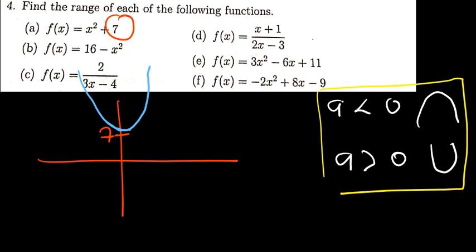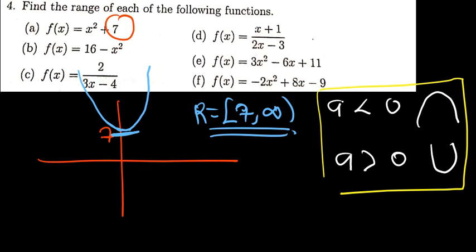But forget about the graph for now. I just want to show you how it's going to look. So it is starting from 7, positive 7, all the way going upside. So the range in this case, 7 is included. So 7 to positive infinity, not included. That is the range. So the key part is, look at x squared. Is a positive or negative? Then get the nature of the graph. Don't sketch, but just look. Is it going to go up or down? Then now look at the number which doesn't have x.